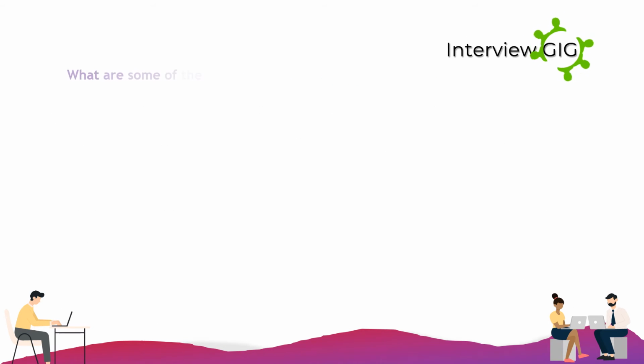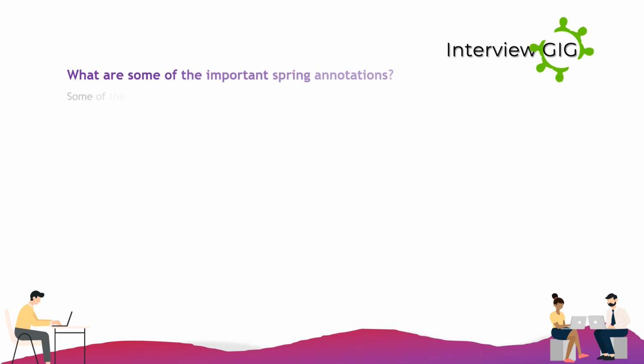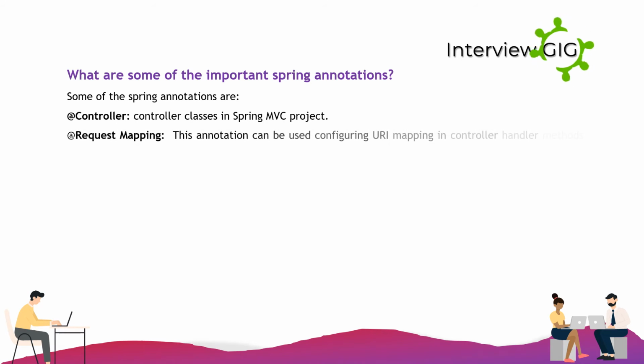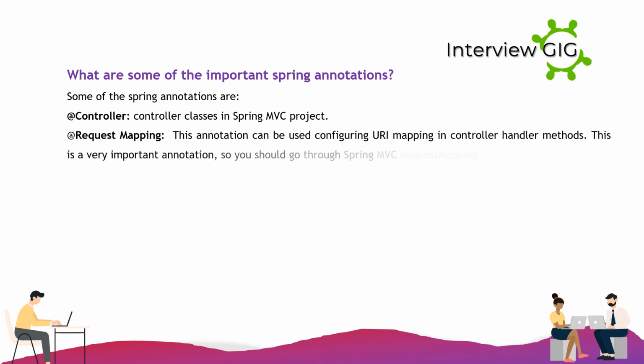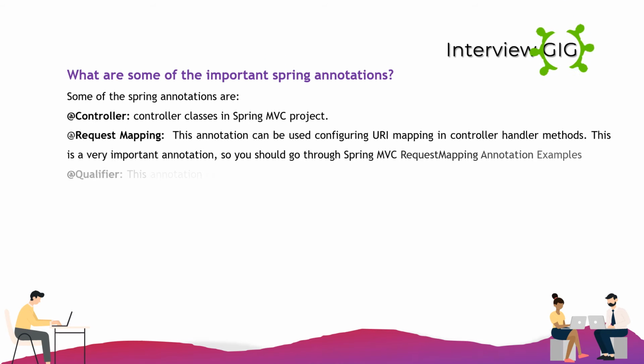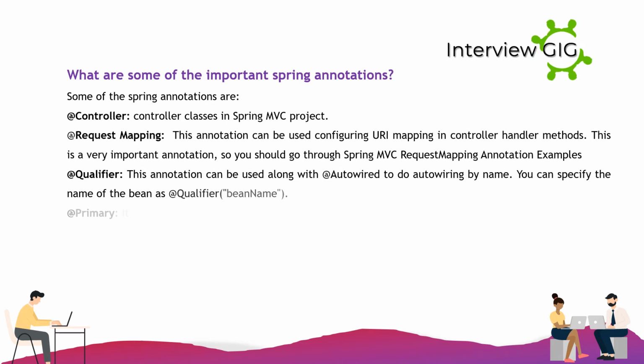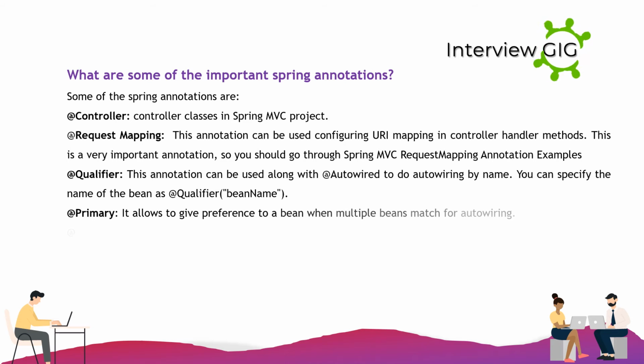What are some of the important Spring annotations? Some of the Spring annotations are: @Controller, for controller classes in Spring MVC project. @RequestMapping, this annotation can be used for configuring URI mapping in controller handler methods. This is a very important annotation, so you should go through Spring MVC RequestMapping annotation examples. @Qualifier, this annotation can be used along with @Autowired to do auto-wiring by name. You can specify the name of the bean as @Qualifier("beanName").